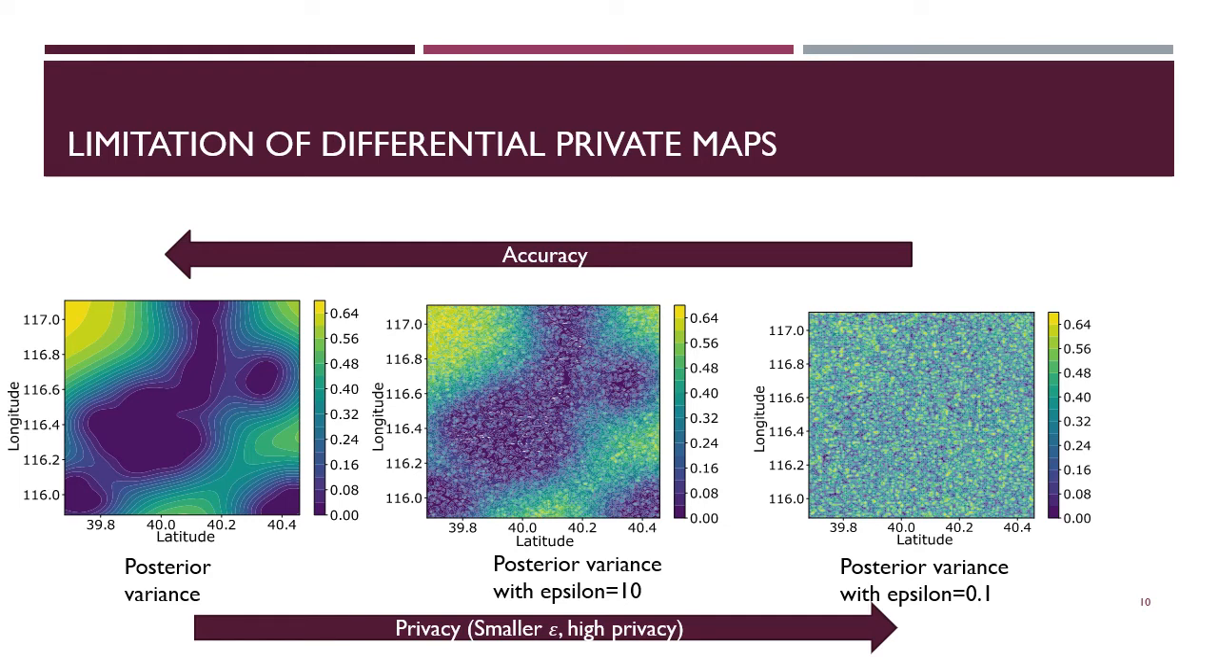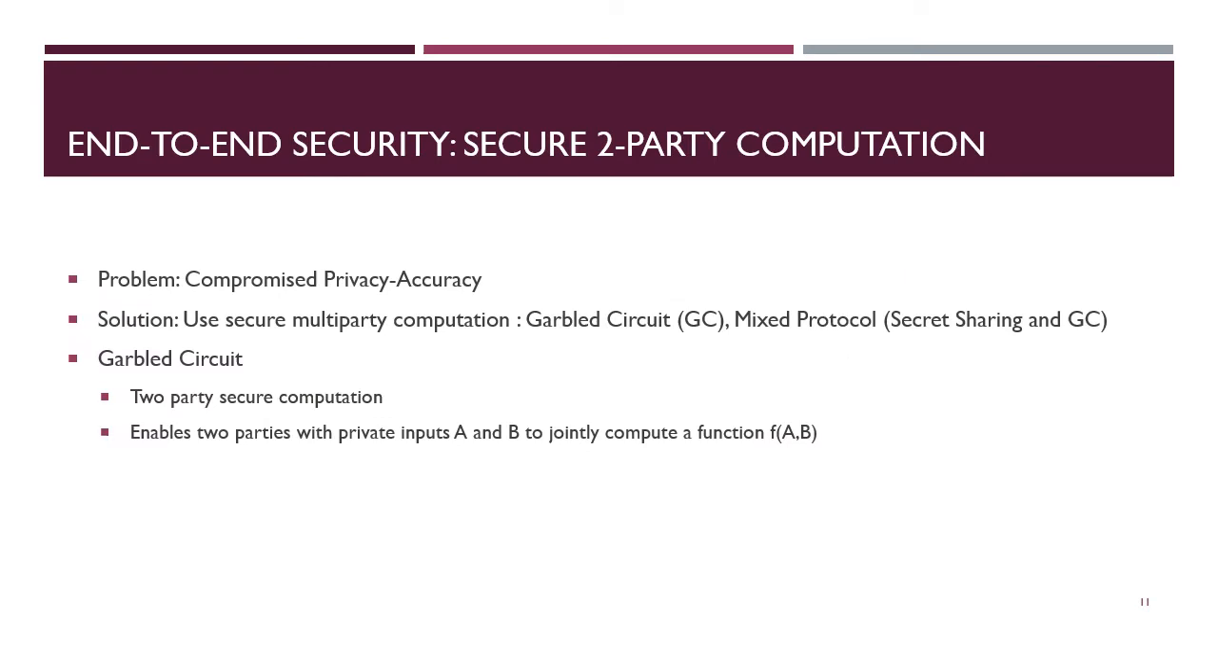However, we see that as we vary epsilon to achieve different privacy accuracy, for epsilon equals to 10, we can still make out the location information from the graph shown in the middle. However, reducing epsilon degrades accuracy as we introduce more noise into the system, but we get higher privacy. We see that as we start to increase the noise in the system in the DP maps, we start to lose the accuracy, and hence we cannot use that in a real scenario.